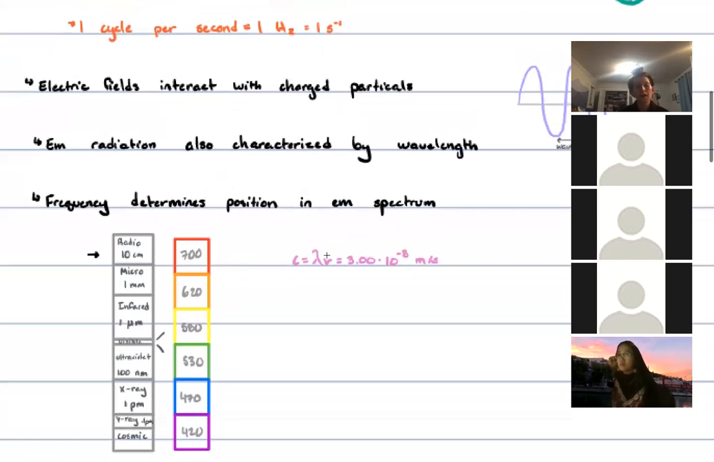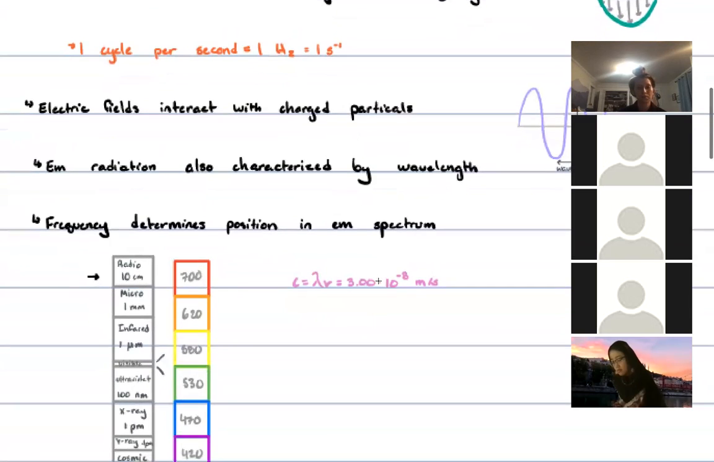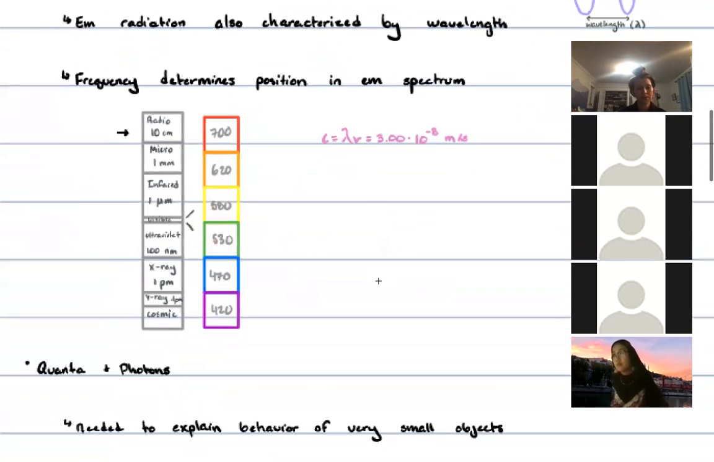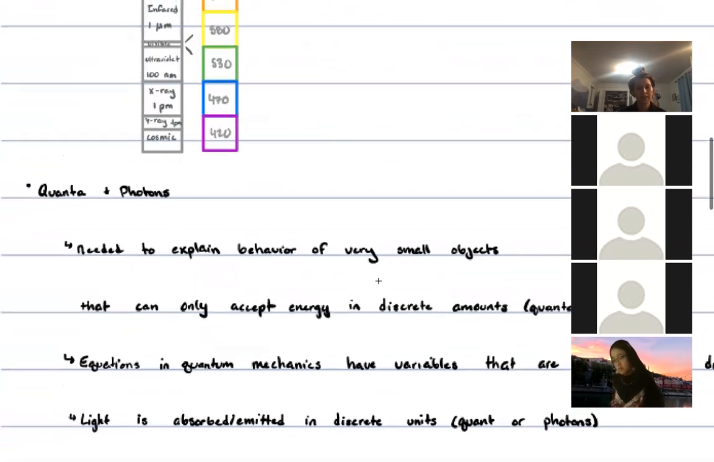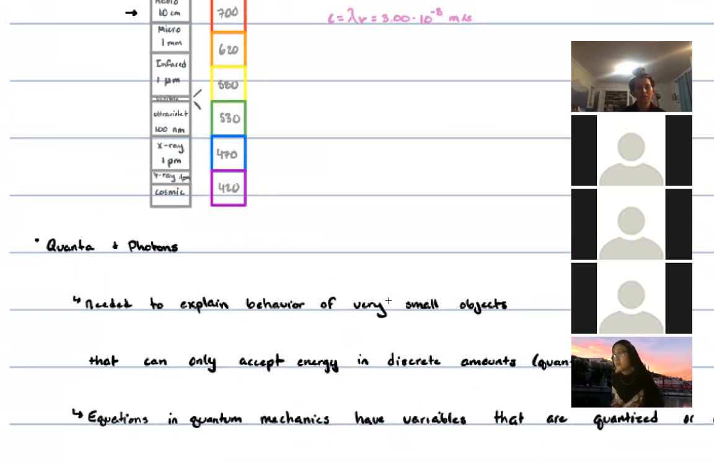But another good thing to know is this formula, that the speed of your particle, the speed of light, is equal to your wavelength times your frequency. And then this is the speed of light constant, for anyone who's wondering. And if I'm going too fast, you guys can ask me to slow down.